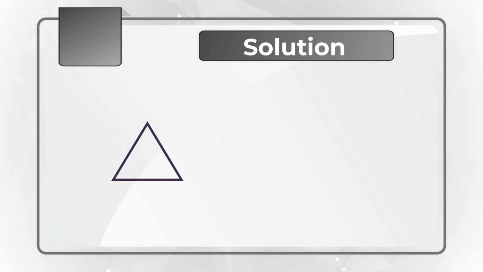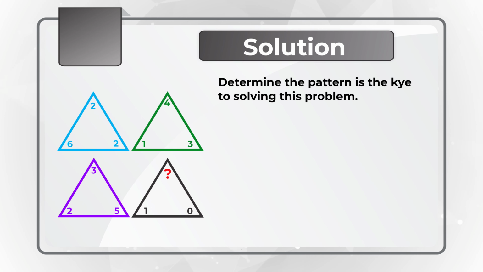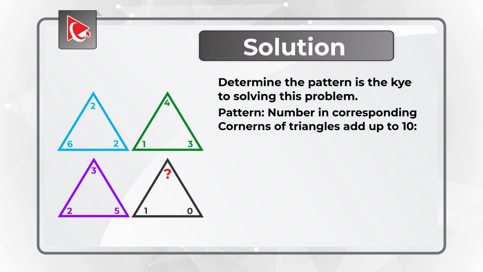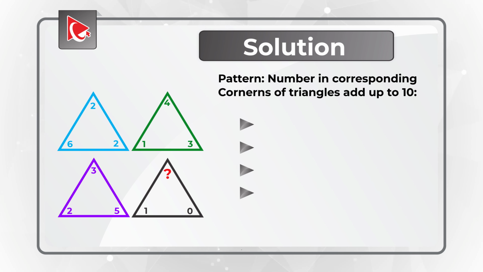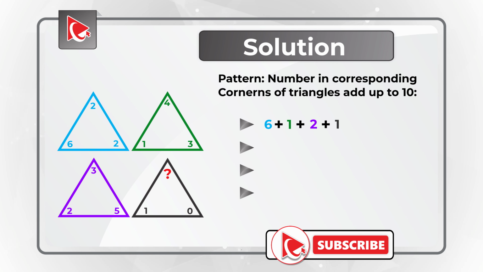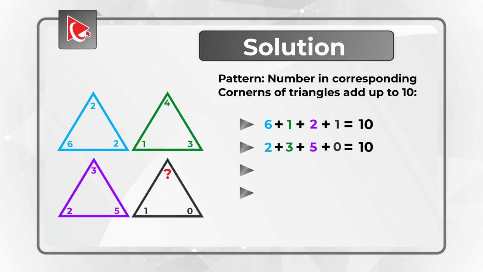As I mentioned, the trick about this problem is that the number can be calculated. And the key to calculate it is to determine the pattern. And then the pattern here is that the numbers in the corresponding corners of the triangles all add up to 10. Let's do the math and start with the bottom left corner. 6 plus 1 plus 2 plus 1 equals 10. Let's go to the bottom right corner of the triangle. 2 plus 3 plus 5 plus 0 is also 10.